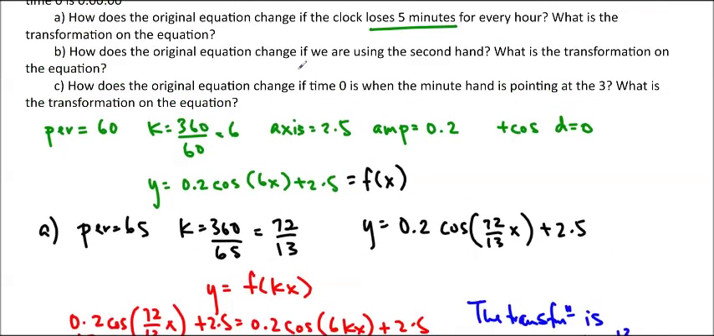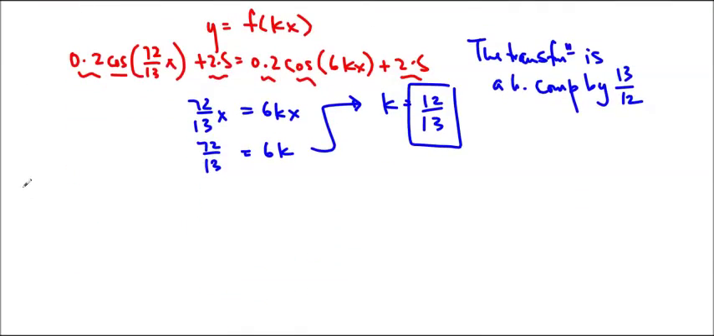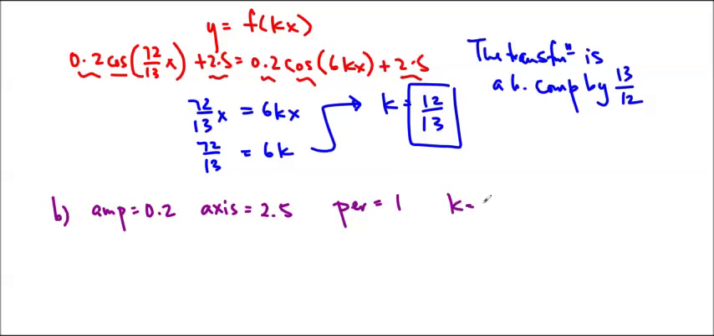How does the original equation change if we're using the second hand? So we know that the second hand is about the same length, well, it's exactly the same length as the minute hand in most North American clocks, and that's true in our classroom clock. So the amplitude is still going to be 0.2, and of course the clock is mounted at the same spot, so the axis is still 2.5. The only thing that's going to change is the period. It takes 1 minute for the second hand to go around the clock, so be aware of the units when you're doing the question. That tells us that k is equal to 360 over 1, which is 360.